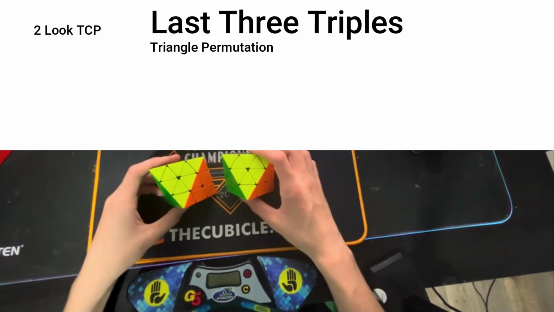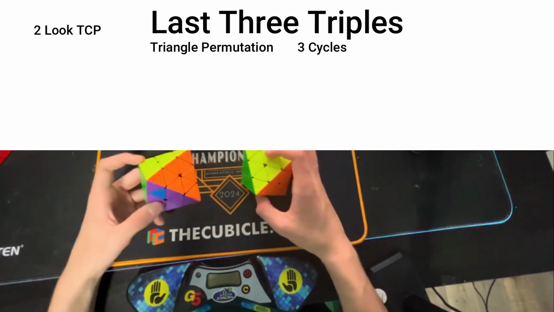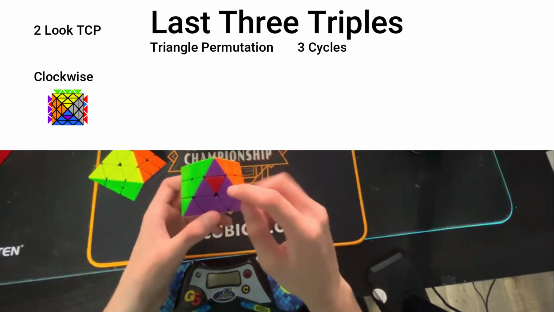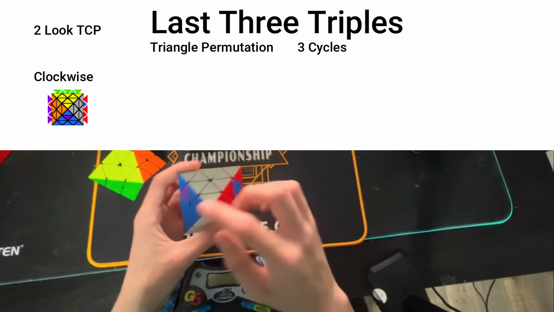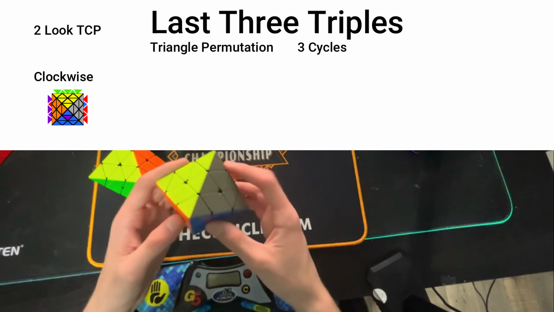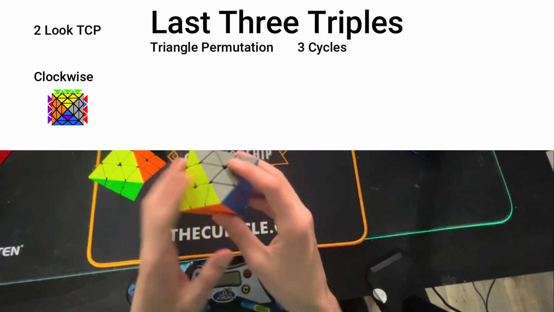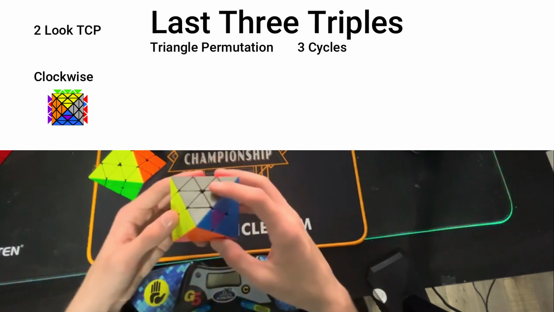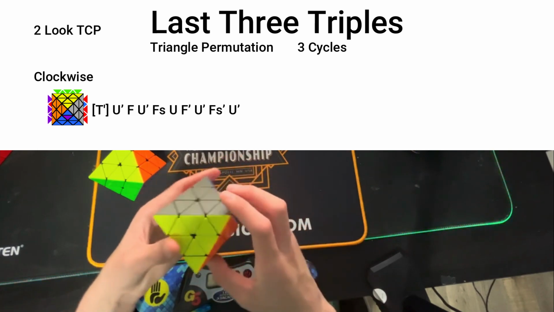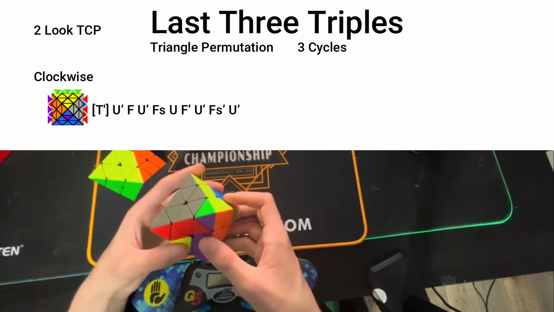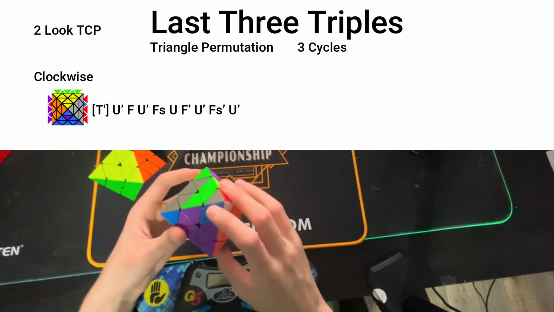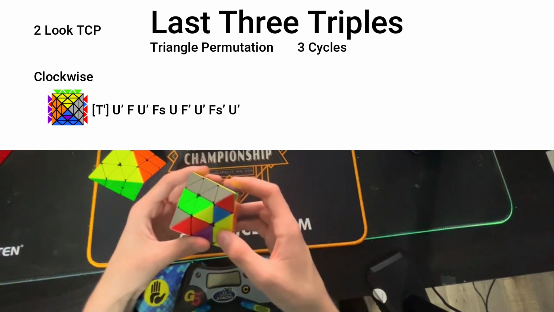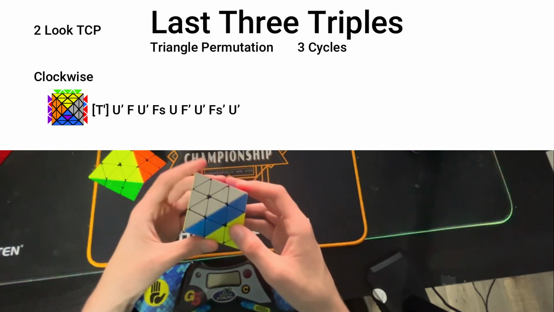And now our last 2 cases are both 3 cycles. The first one is a 3-cycle clockwise, where this triangle needs to go to here, and this one needs to go to here. So what you do is you again hold yellow on the left, and you can hold any of these triangles in front of you, as long as it's right here. And then you would do U prime, F, U prime, FS, which is this slice layer, and then U, F prime, U prime, FS prime, U prime.